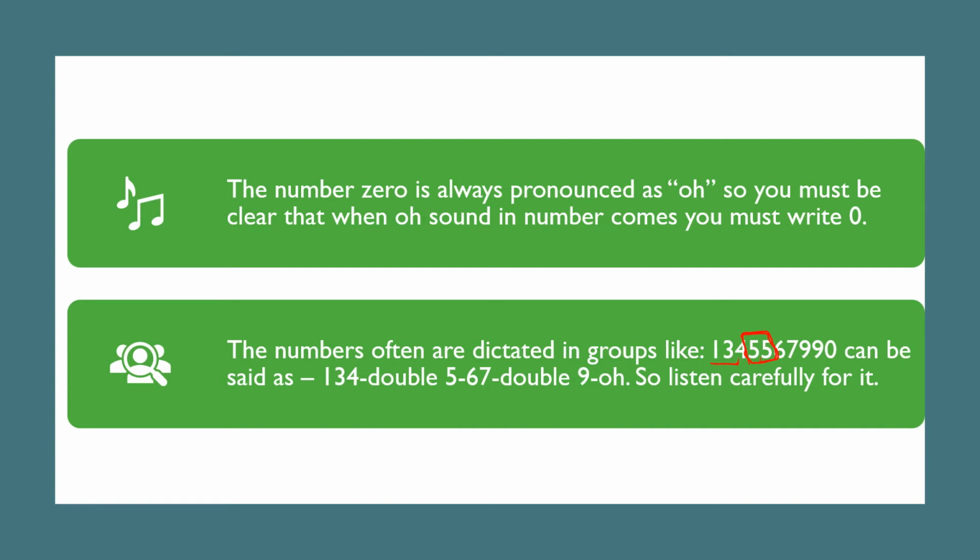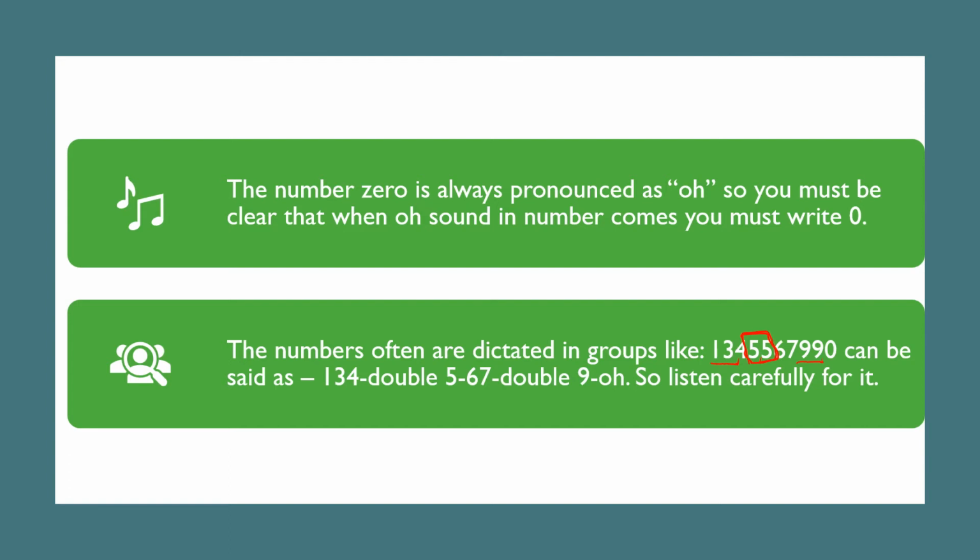Okay, instead of saying 55 99, you will not hear double 5 double 9, you will hear 5599. Okay, so it will be 134 55 67 99 0. Okay, so you will get split.